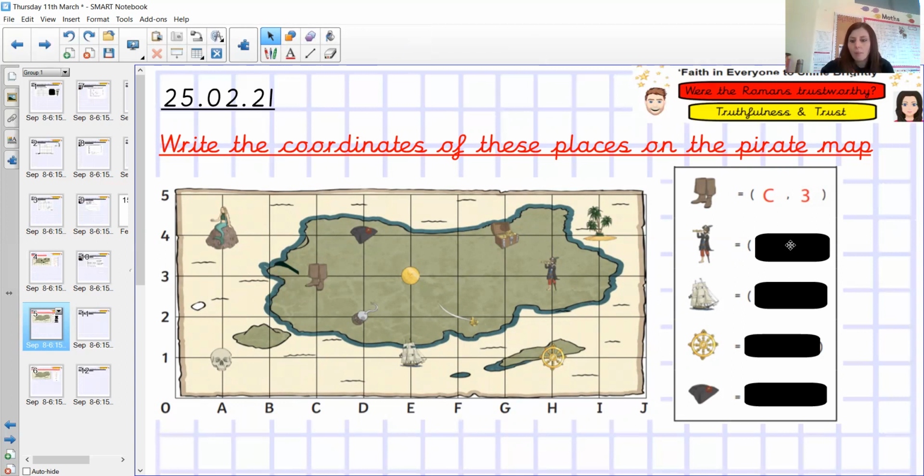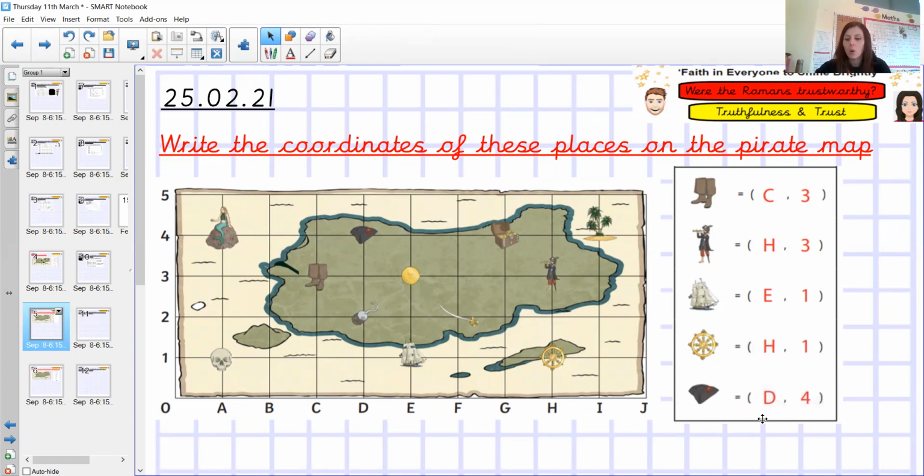Okay, so our pirate there is at H3, so you should have written down in your books H3. The next item I asked you to look for was our pirate ship, which is at E1. You should have found that one for me. And then you should have found our wheel, which is at H1, and the hat, which is at D4. Excellent, good. So you found those places and wrote the coordinates of them down from your pirate map.